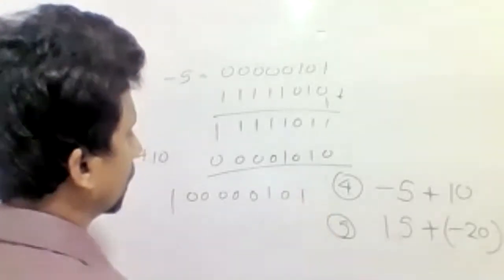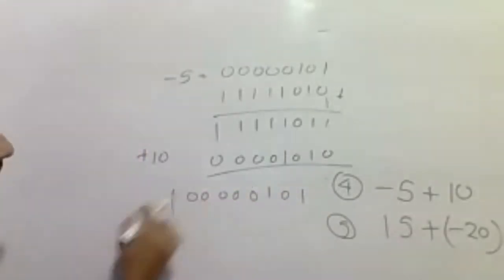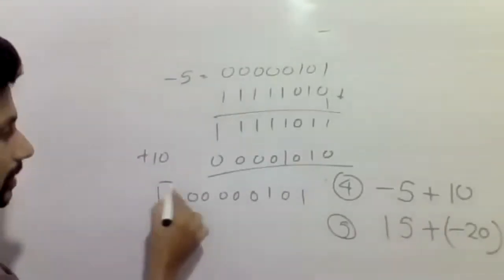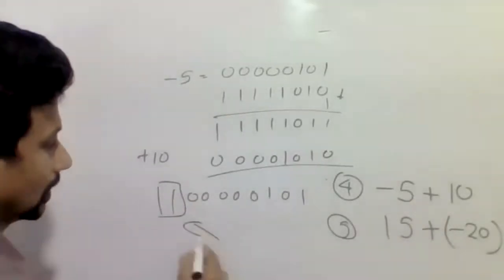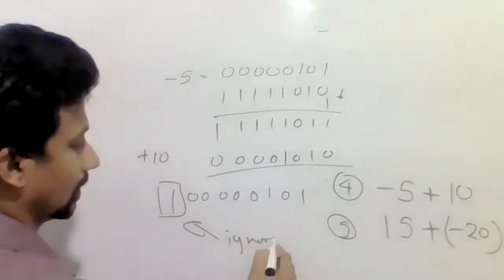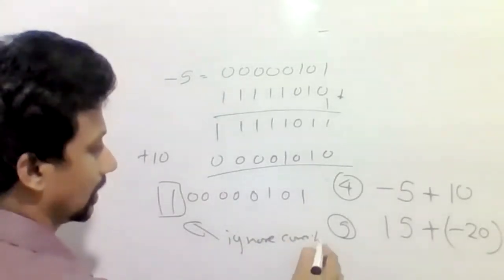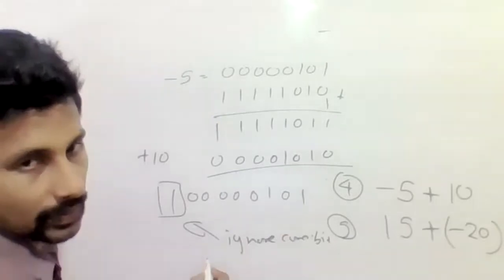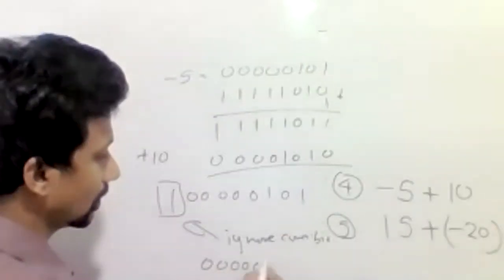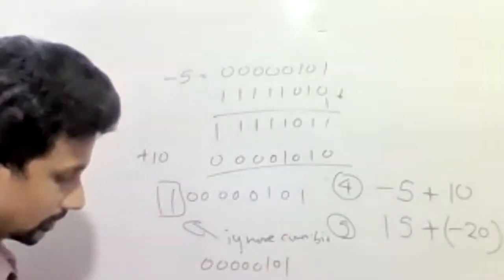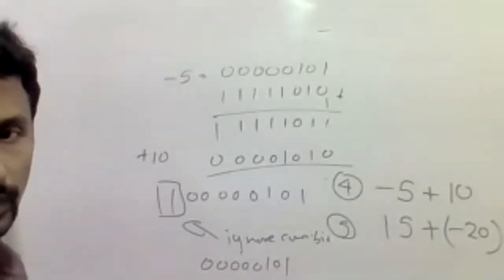Yes, right? 1, 2, 3, 4, 5. So this is 9 bits. Ignore the carry bit or MSB. So your answer will be 0 0 0 0 0 1 0 1. And I think you have done it properly. Yes.